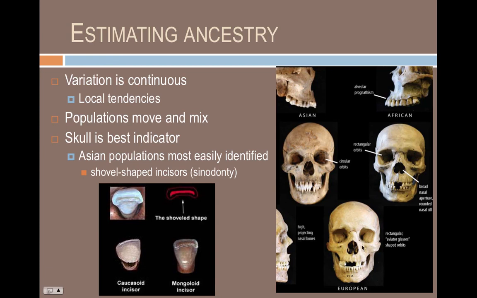But just like with everything else, determining a person's ancestry is going to be tricky. We also have to keep in mind that populations are really mixed. A lot of us have lots of different parts of our ancestry, and perhaps all three. So that might make estimating a person's ancestry a little bit more difficult.